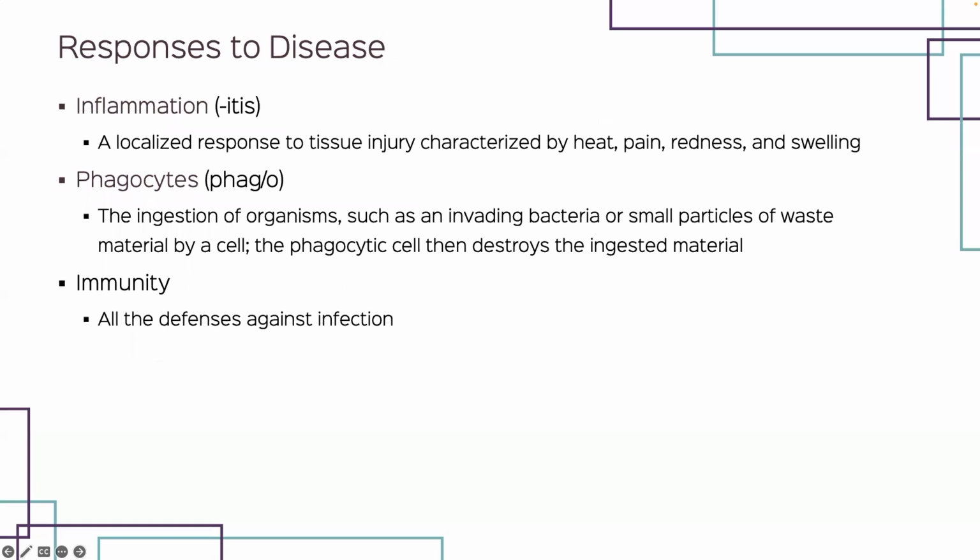Some of our responses to the disease. So, whenever we're looking at medical terminology, the inflammation suffix of itis, then that's going to be that localized response to tissue and that is categorized by heat, pain, redness, and swelling. If we have phagocyte, then that word root is going to be phago, and that's going to be the ingestion of organisms such as the invading bacteria or small particles of waste material by a cell. So that phagocytic cell is then going to destroy that material that it ingests. And then when we talk about the term immunity, then that's just going to mean overall the defenses against our infection.